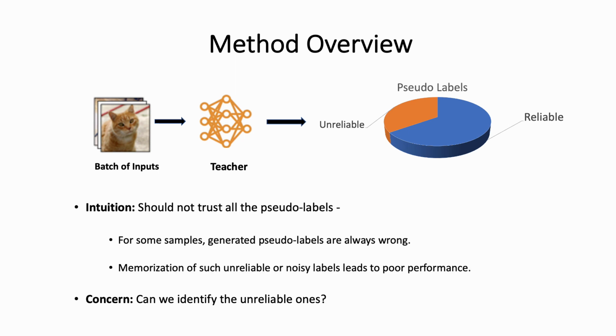Our intuition is that we should not use all the pseudo labels since their quality cannot be guaranteed, and for some samples the generated pseudo labels are always wrong, and memorization of these unreliable or noisy pseudo labels can be bad for the performance. That's why we want to separate the pseudo labels into reliable and unreliable groups. But there is a concern: can we identify the unreliable ones and separate them from the reliable ones?